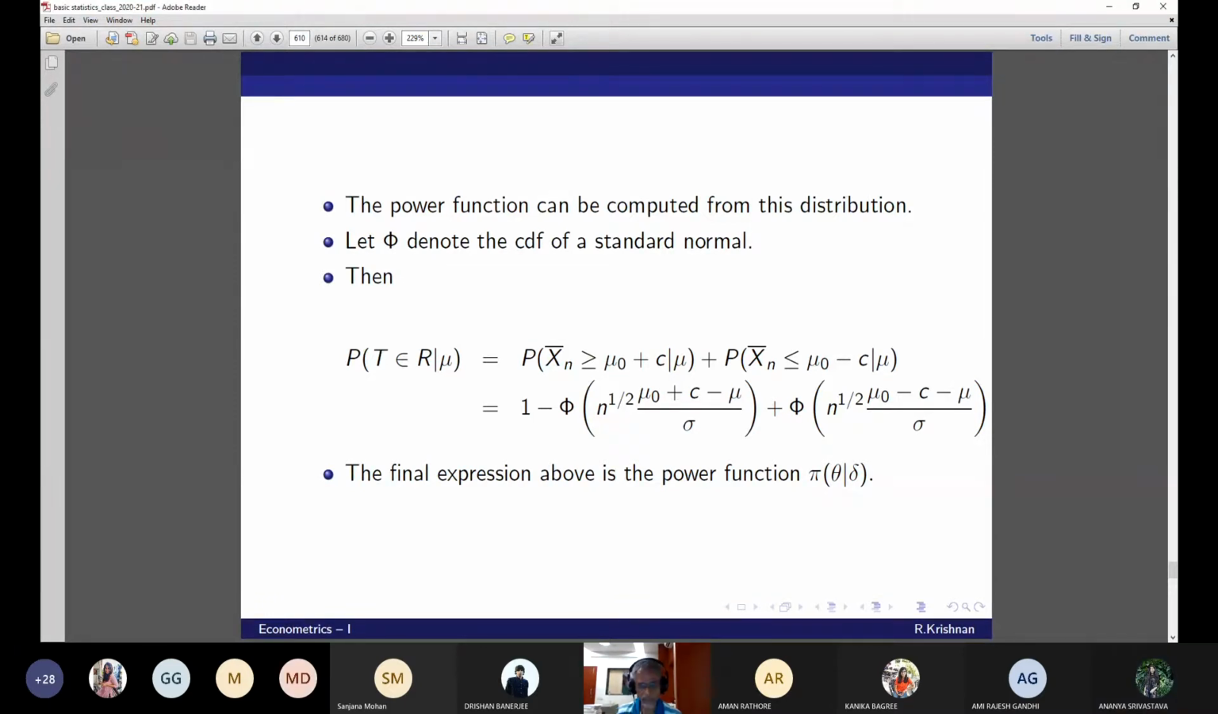Now let me ask you a question. Normally the power function is taught in the undergraduate course as 1 minus the probability of type 2 error, 1 minus beta. Am I right? Yes, sir. 1 minus beta.